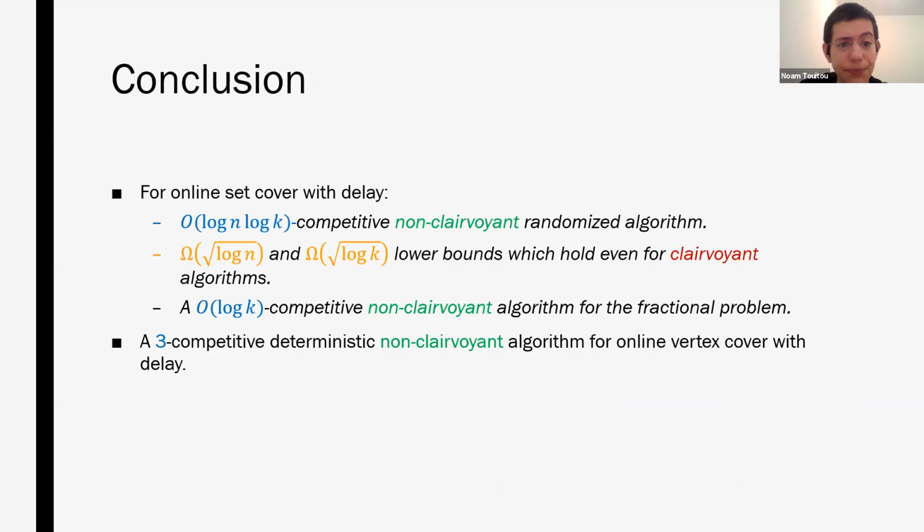So to conclude, we've seen for online set cover with delay, we've seen an O(log n log k) competitive non-clairvoyant randomized algorithm. We've also seen lower bounds that hold even for the clairvoyant setting of omega of square root log n and square root log k. And we also saw, as a side result, an O(log k) competitive algorithm for the fractional problem, which is also non-clairvoyant. And we haven't discussed this in this talk, but there is also a 3-competitive deterministic non-clairvoyant algorithm for the special case where k equals 2, that is vertex cover with delay.